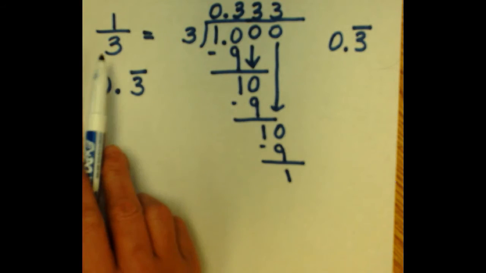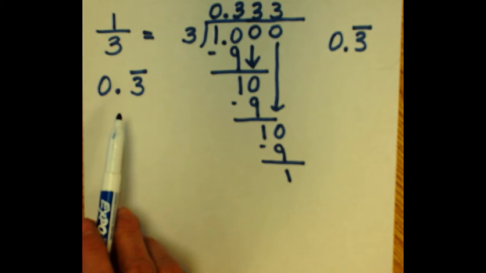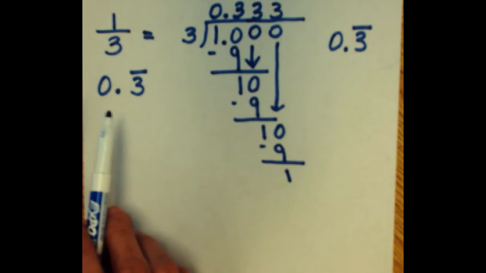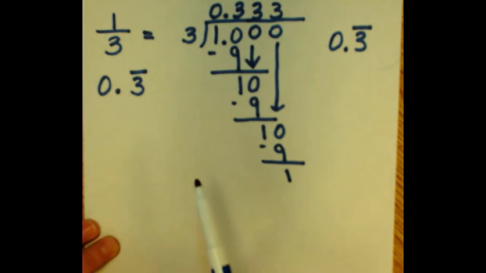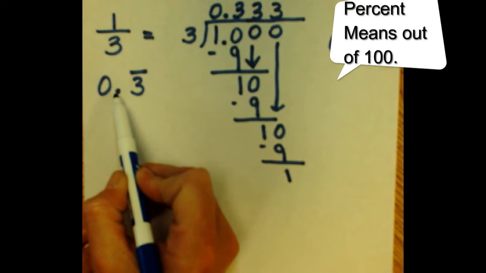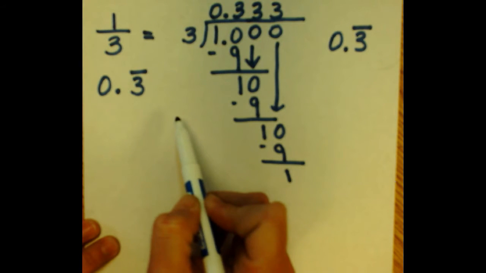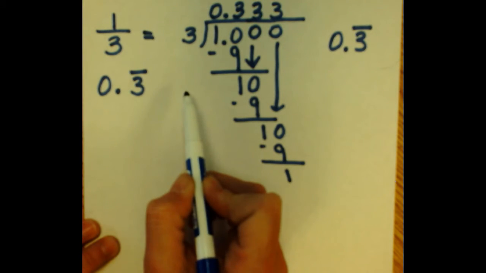Alright, now that we've changed our fraction to a decimal, now we want to look at changing it to a percent. So remember, percents are out of 100, but when you're changing a decimal to a percent, you just multiply by 100. You just move your decimal over twice.